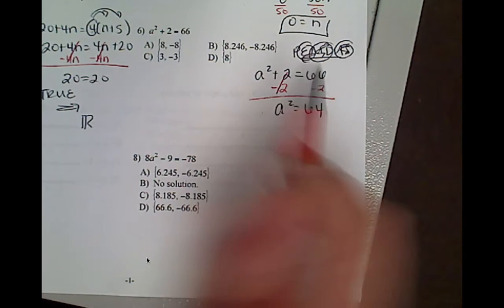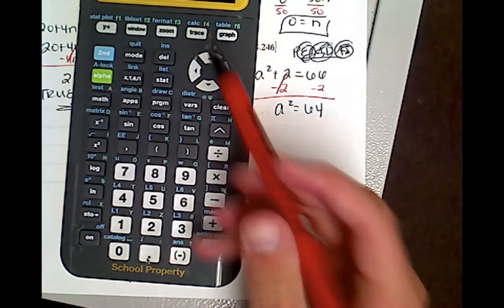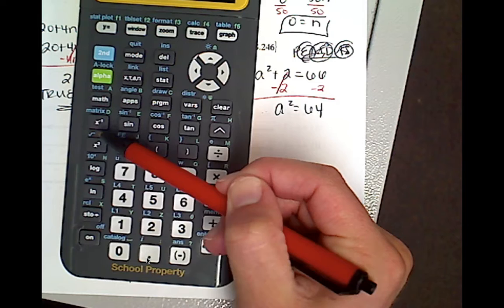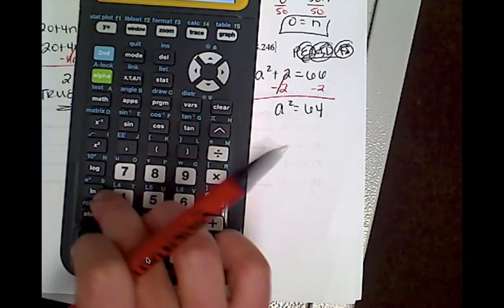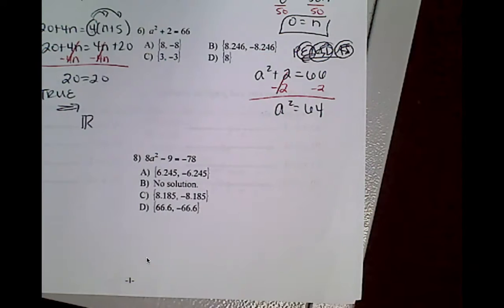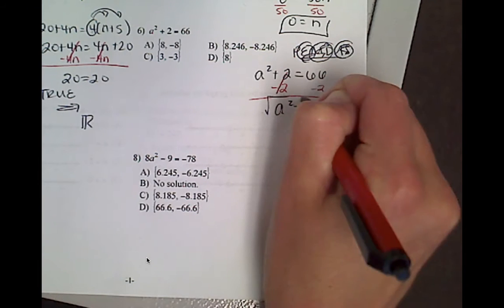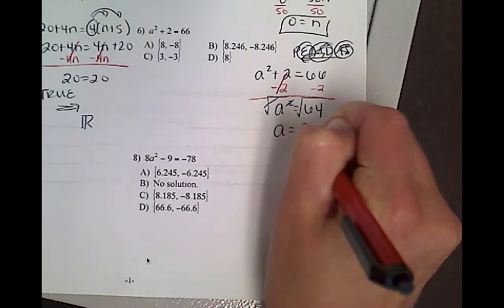So to undo a square, if you look on your calculator, right above the square is actually a square root. So I'm going to take the square root. So second, square root, 64. My answer is a equals 8. Square root, that cancels, a equals 8.